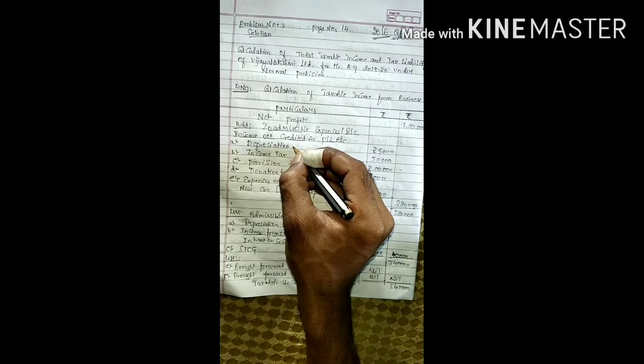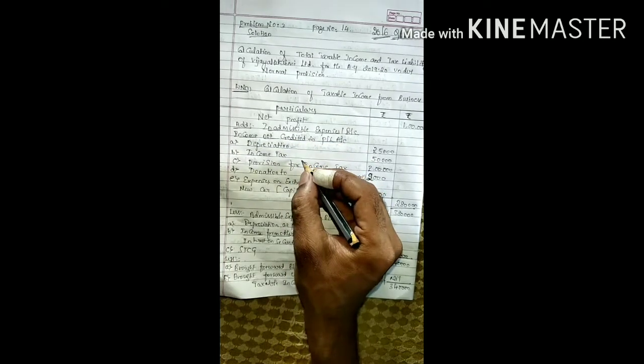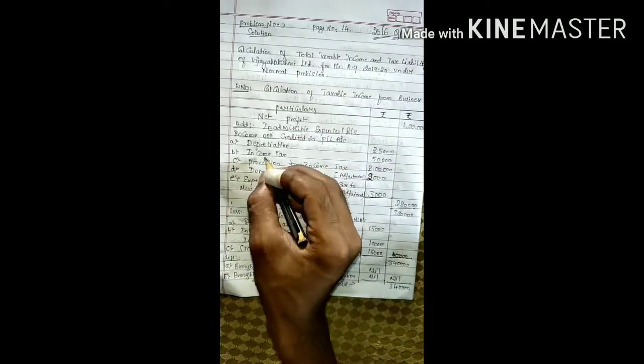And the first one is depreciation. Depreciation is an inadmissible expense which is given in the P&L account. Add it back. Next, income tax.